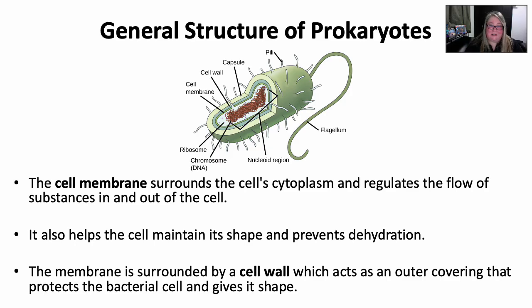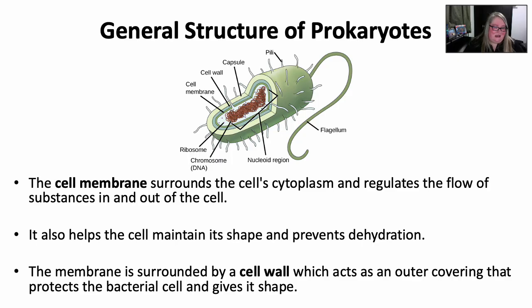Okay, so let's talk about some generalized structures in prokaryotes. Okay, now, to be fair, some prokaryotes don't have some of these structures, some have more than one of these structures, and some are going to be a combination of the two. Okay, now, one of our four things that all cells have in common is a cell or plasma membrane. All cells have this. Prokaryotic cells are no different.